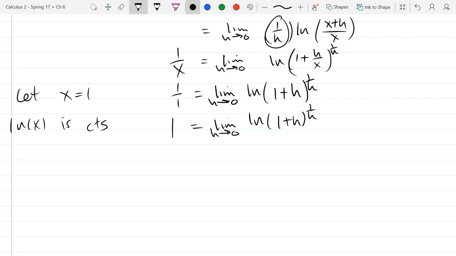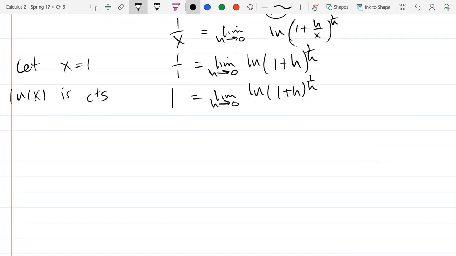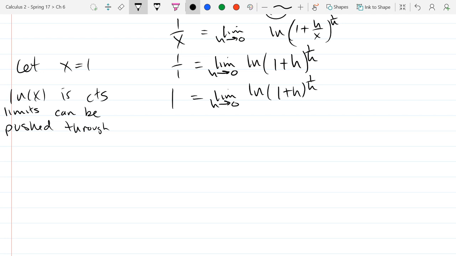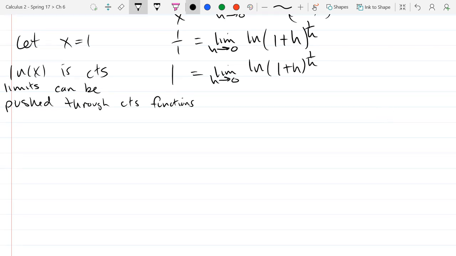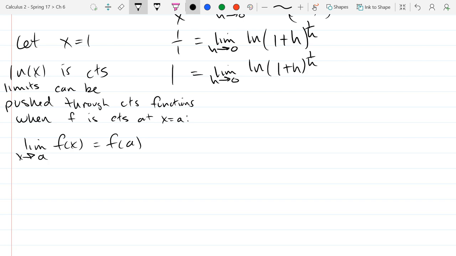So one of the most useful properties with limits and continuous functions is you can push the limit through a continuous function. I said that in Calc 1, and we're going to use it right now. Limits can be pushed through continuous functions. So what in the world do I mean by this? When f is continuous at x equals a, the limit as x approaches a of f of x equals f of a. That's what it means to be continuous. You can just plug in that a value.